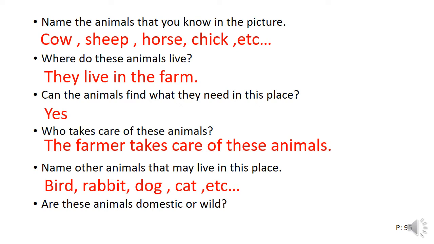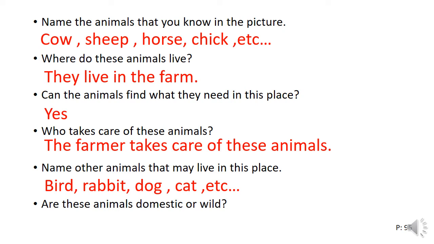The last question here. Are these animals domestic or wild? We have to know the meaning of each word now. Domestic animals are animals that can live with us. We can take care of them. But wild animals are animals that can live alone. They don't need care from anyone. They get all they need from the place where they live.